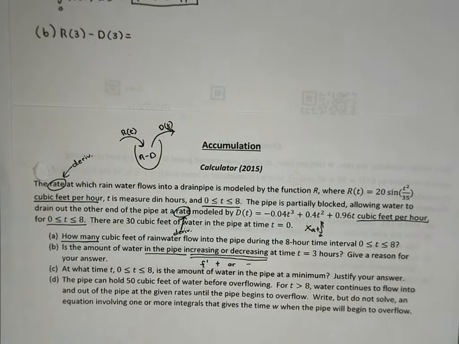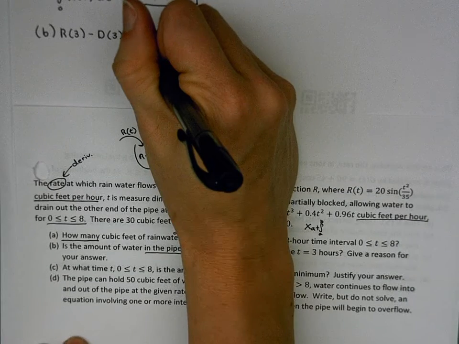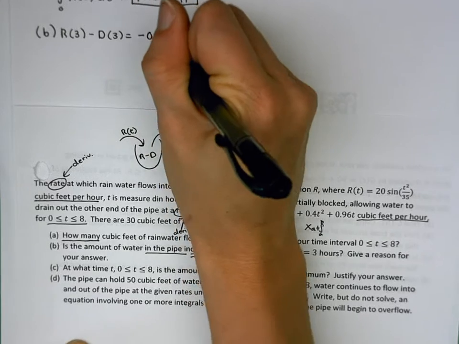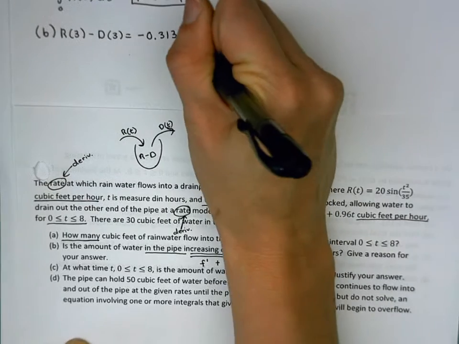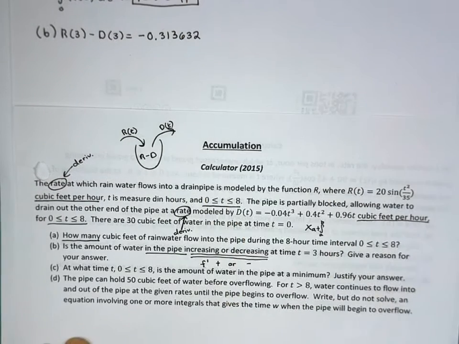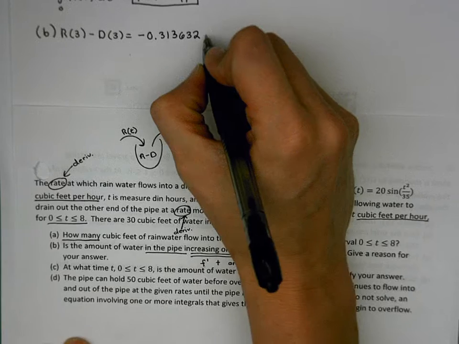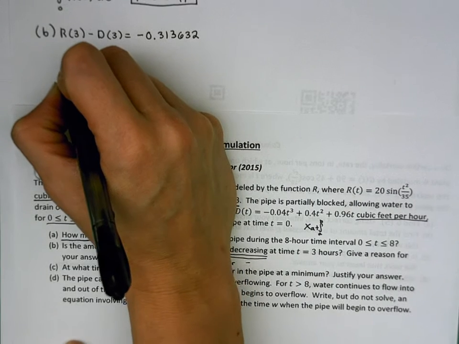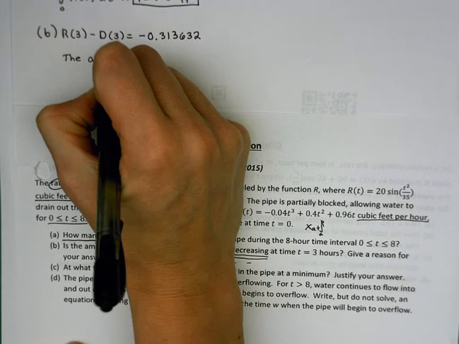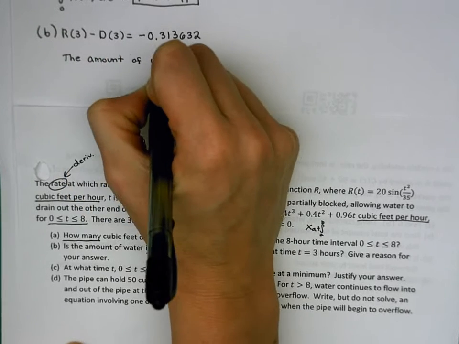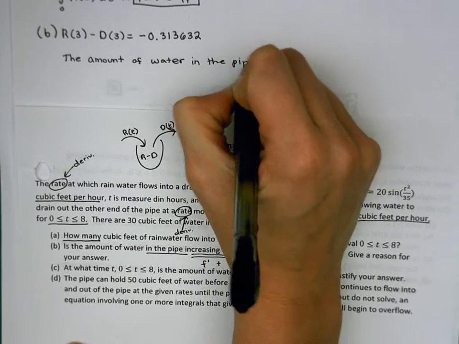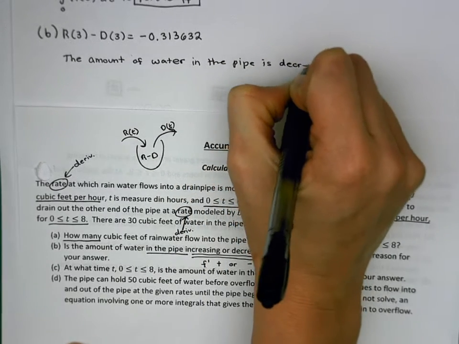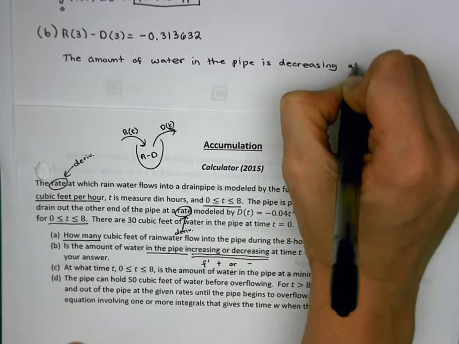And you're going to pick up your calculator, because this is a calculator problem, so you'd be able to use your calculator. And you're going to plug that in. And when you plug that in, you're going to get that R of 3 minus D of 3 is negative 0.313632. Okay? Which is less than 0. This is negative here. Okay? And so our function, the amount of water in the pipe, is decreasing at t equals 3.